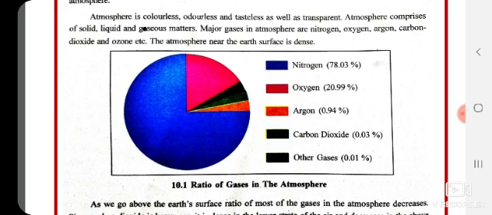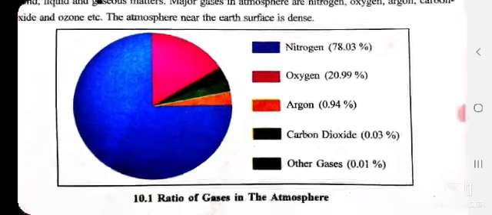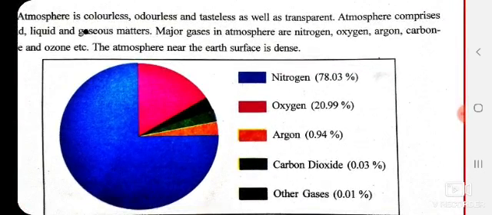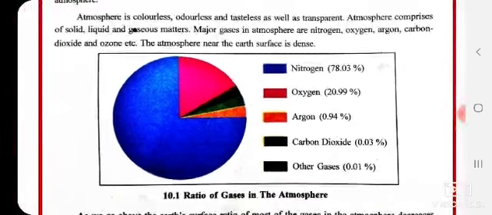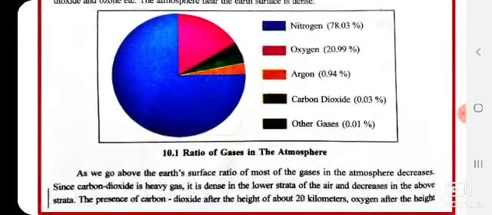Major gases in atmosphere are nitrogen. See, you can see in the figure over here. Nitrogen is present 78.03%. Oxygen is there 20.99%. Argon is a type of gas only. It is there 0.94%. Carbon dioxide is there 0.03%. And other gases like ozone are there, that is 0.01%. The atmosphere near the earth's surface is dense.